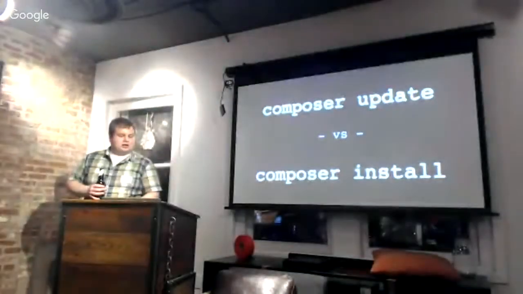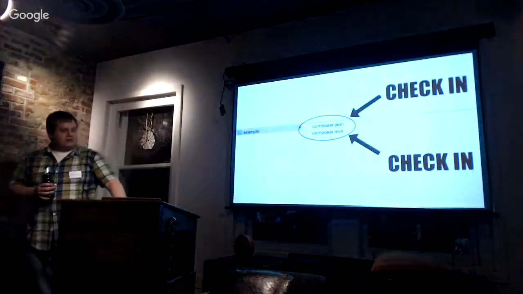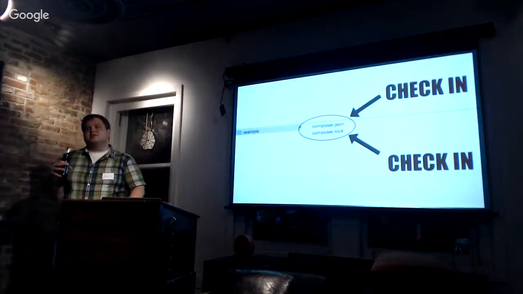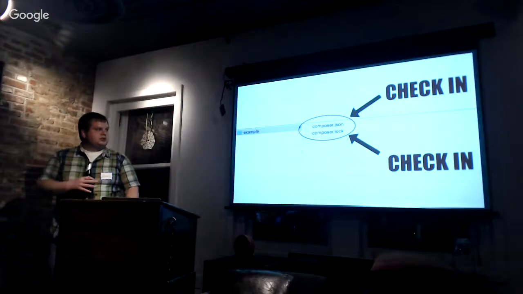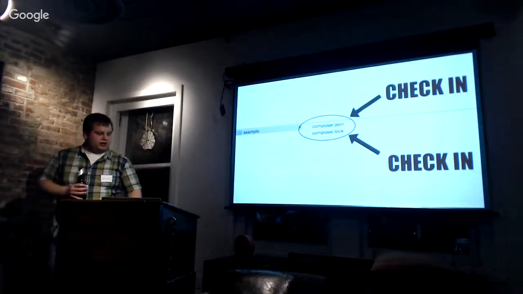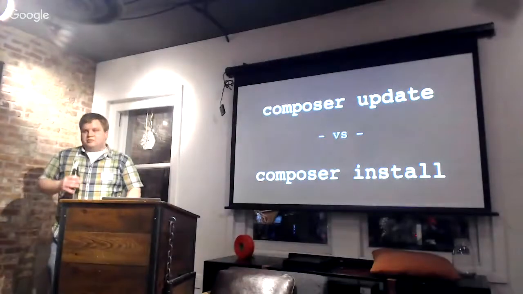So that's the difference between composer update and composer install. So composer install will look at that composer lock file. If it doesn't exist, it'll look at composer JSON and build it. But that's kind of a minor detail. Usually, the first time you use composer, you'll get both files. So composer install is going to look at the composer lock file.